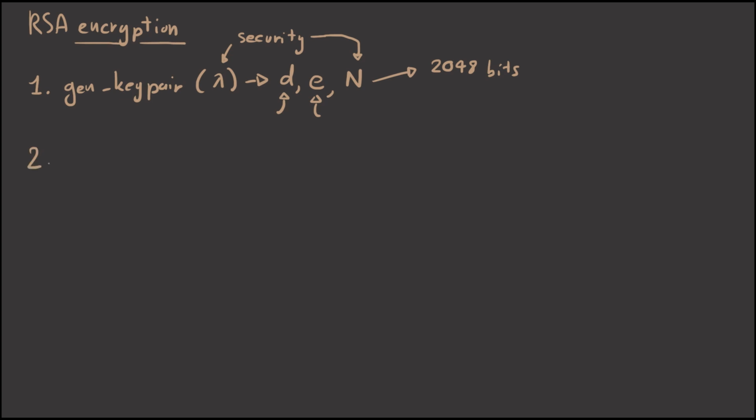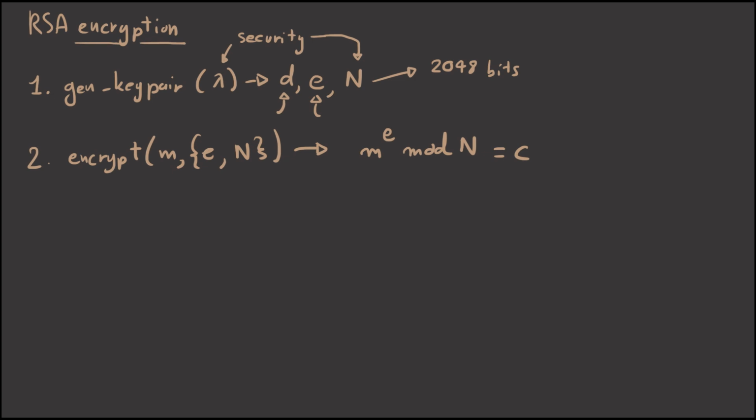The second API is the encrypt API, of course. This is an encryption algorithm. Encrypt takes a message and a public key, and the public key is going to be E and N. Encrypt pretty much gives us M to the power E mod N. This is how you encrypt.